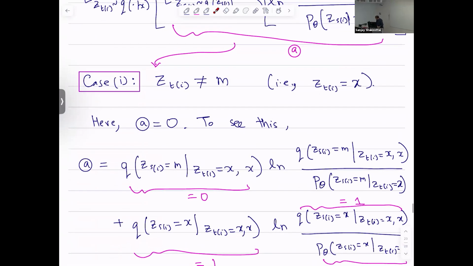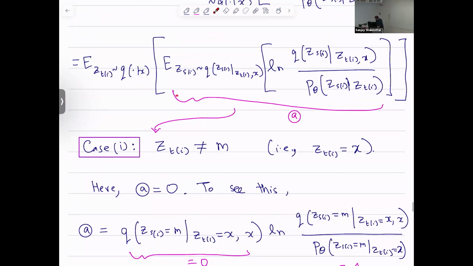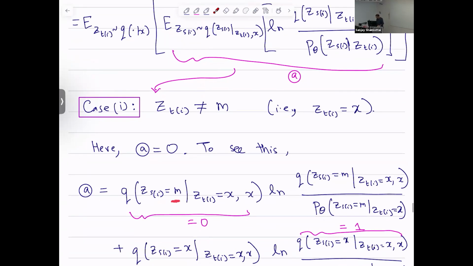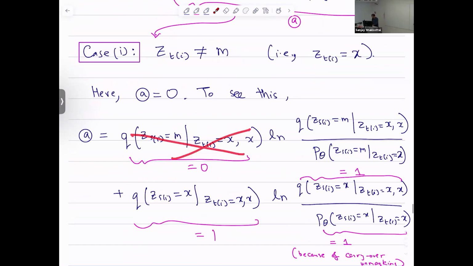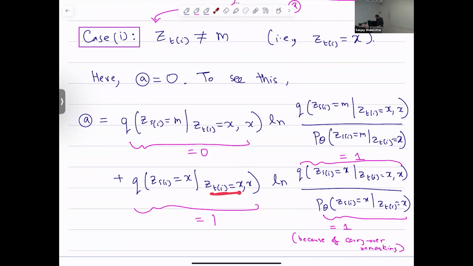Why? We are now looking at this is x and this is x. So look at what Zs could be. Zs again would be either m or x. What's the probability it's m given that it was x at the start and x in the future? It's zero, because it cannot be. It did not get masked on both sides of it. It's x, therefore it must be x there as well. So this term goes away. And given that Zt is x and the beginning was x, it must be x. So this probability is 1.